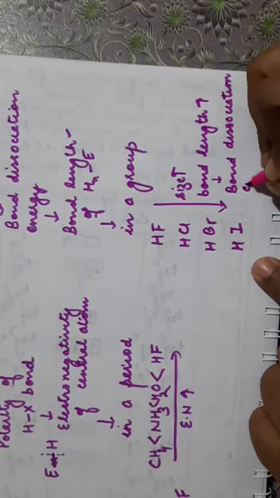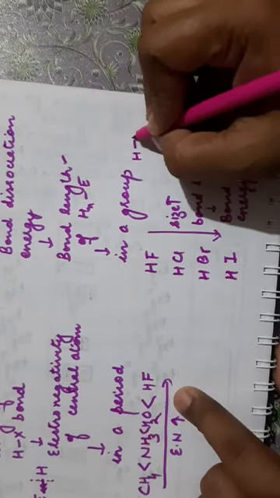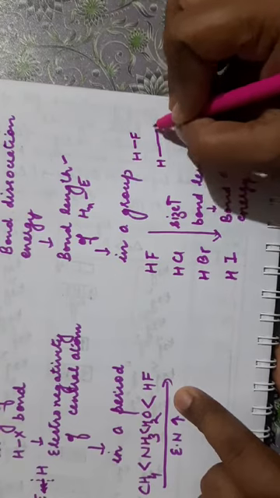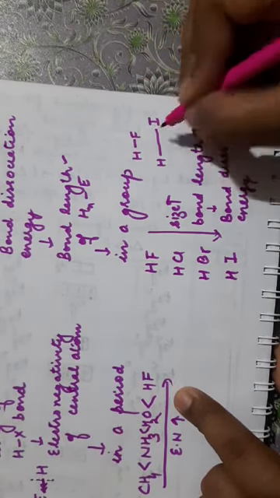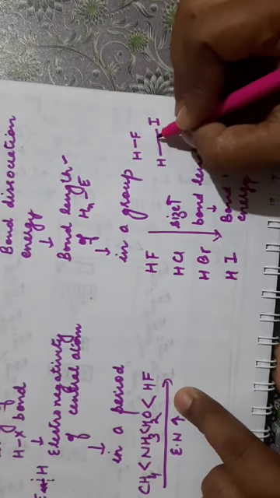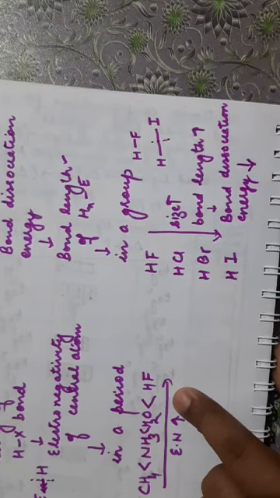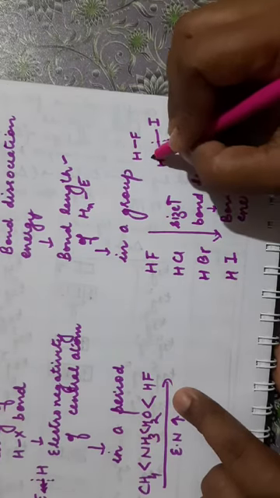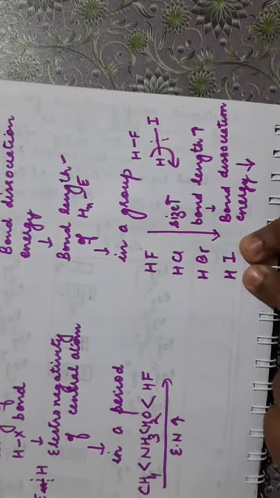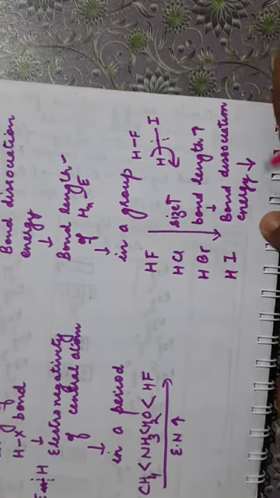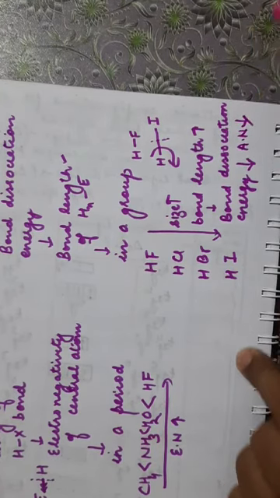decrease. Why? See, you can compare them like this. This is HF and this is HI. So they are distant from each other. Bond length is larger. Bond length is larger means it is easier to break this bond. So bond dissociation energy will decrease. Bond dissociation energy decrease means it will easily release this proton. So the hydrogen can be easily released. Therefore the acidic strength increases down the group. So acidic nature increases down the group.